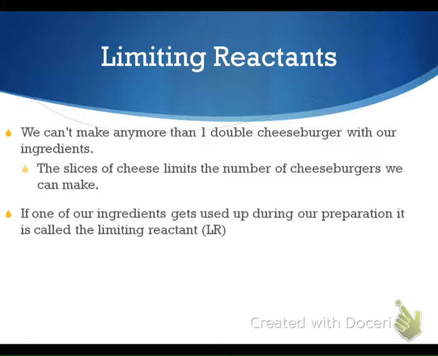Okay, if one of our ingredients or one of our reactants gets used up during the process of our preparation or the process of the reaction, it's called the limiting reactant, because it limits the amount of product that we are able to make. So as we're going down our assembly line of making double cheeseburgers, we ran out of cheese after making 1.